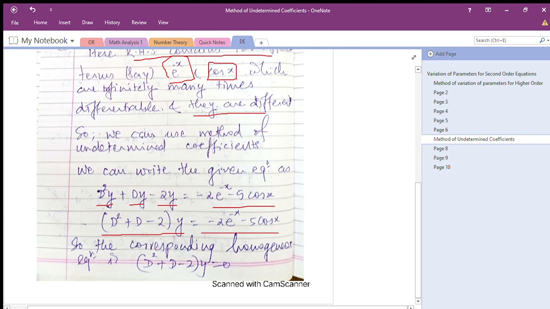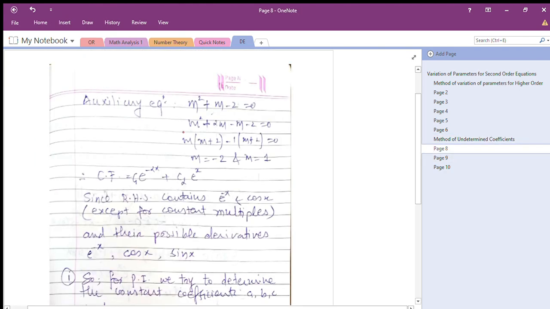Now let us consider the corresponding homogeneous differential equation, which looks like this: D square plus D minus 2, bracket close, y is equal to 0. So the auxiliary equation is what? m square plus m minus 2 is equal to 0. So the auxiliary equation is m square plus m minus 2 is equal to 0.